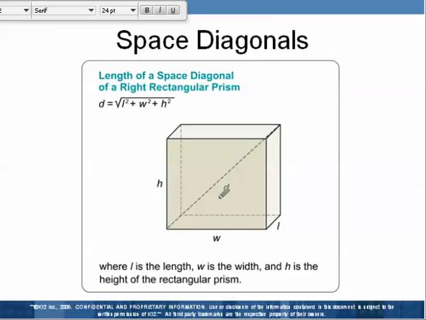So there is a formula for the space diagonal too. We actually consider all three dimensions, the height, the width, and the depth. And we're going to use the square root of the length squared plus the width squared plus the height squared. You take all those together and it gives you the distance of that space diagonal.